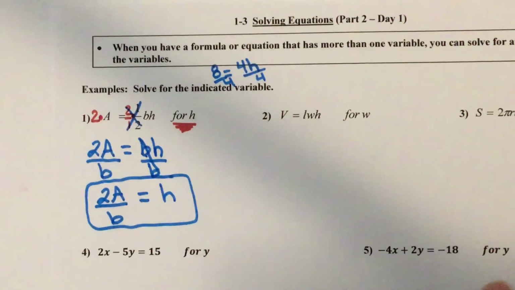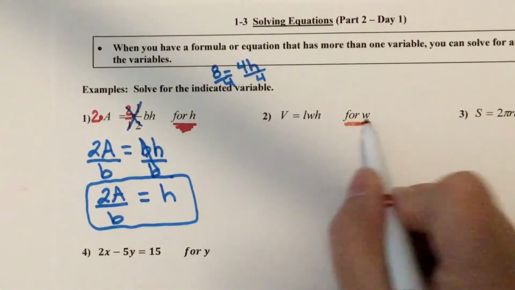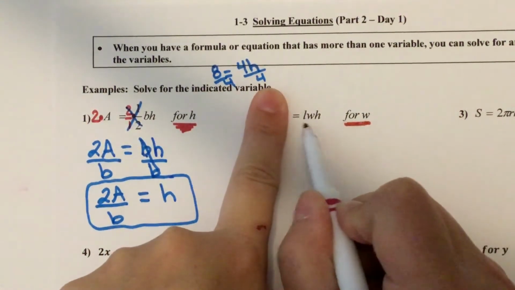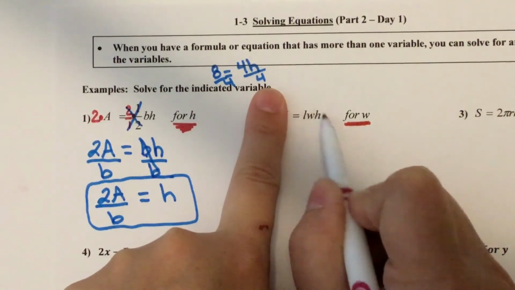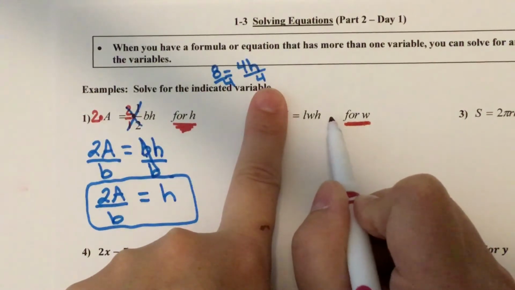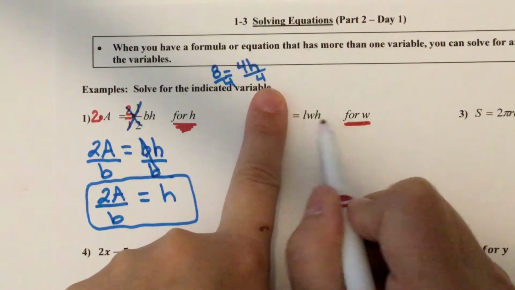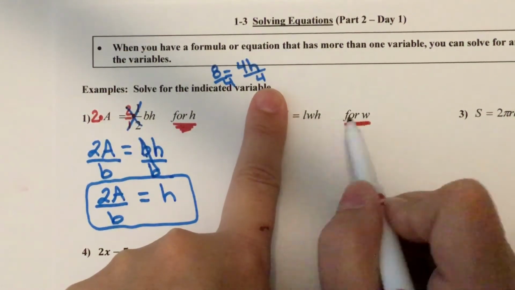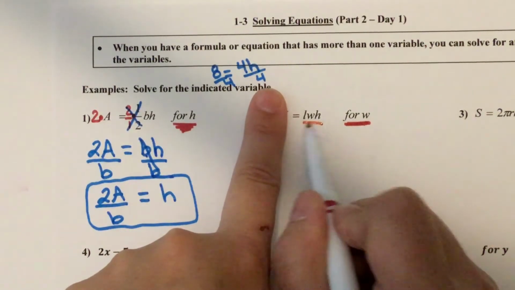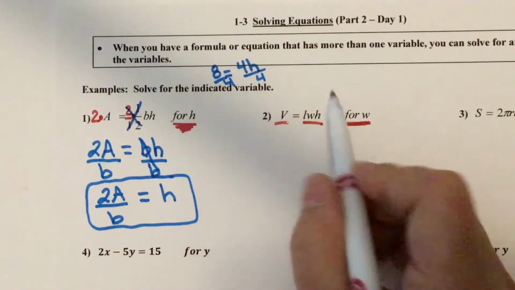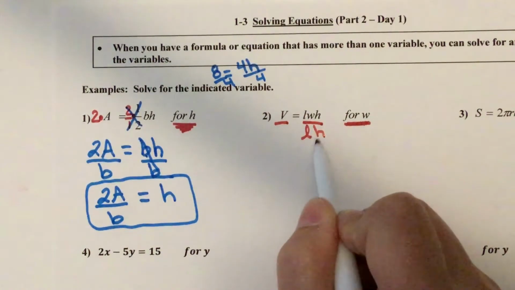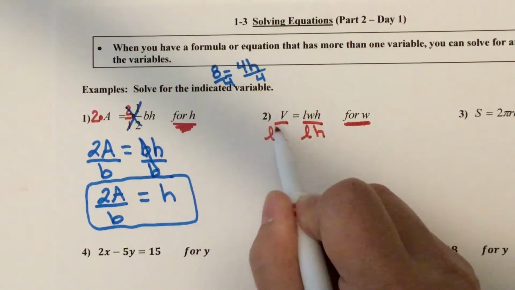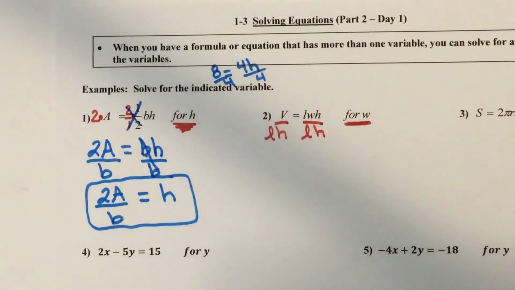All right, let's look at number 2. My goal is to get the w by itself. So I'm going to look on the side of the equals where the w is. And I see that the L and the H are smushed with it. So there's nothing outside of that to add or subtract away. So to get rid of the smush, to get rid of the multiplication, I divide. And I'm going to divide by what I don't want. I don't want the L, and I don't want the H. And whatever I divide one side by, I have to divide the other side by.